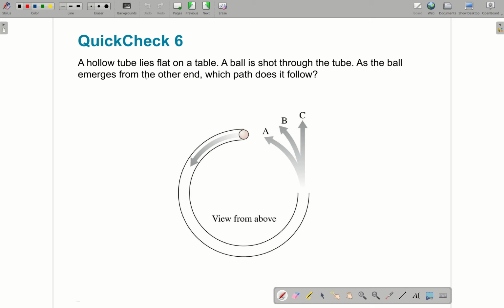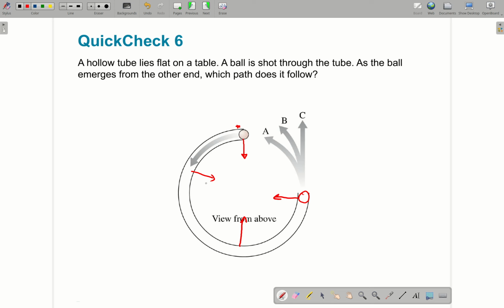Another quick question here. A hollow tube lies flat on a table. A ball is shot through it, circular. It does a uniform circular motion. As it leaves from here, which direction will it go? The only reason that this ball stays here is because there is a force applied to it from this wall here, and that would be a normal force, and that's everywhere. That force causes it to do a uniform circular motion.